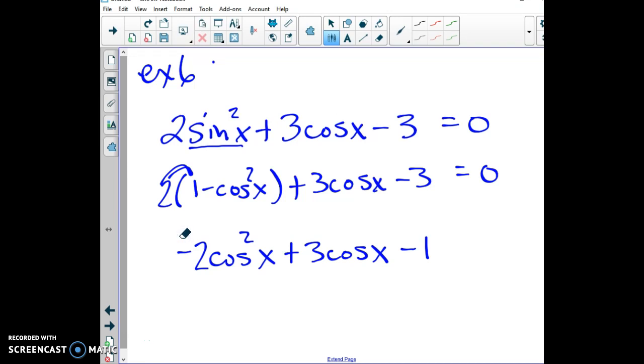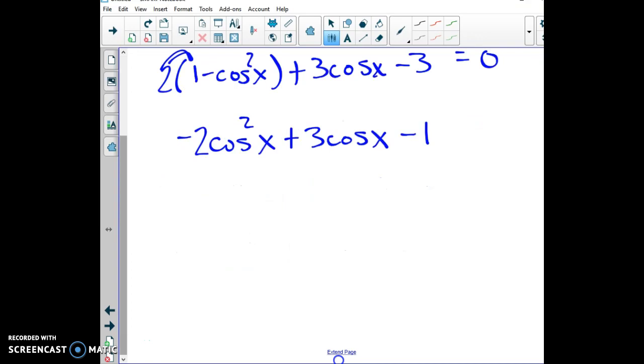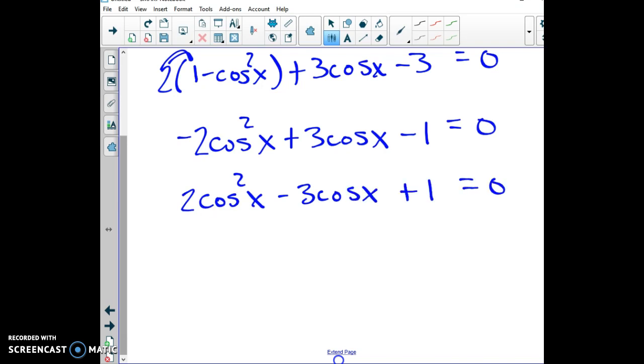One way to deal with this is to go ahead and factor out a -1. So we can rewrite this as 2 cosine squared x minus 3 cosine x plus 1. And that's a little bit easier to handle. We multiplied both sides by -1. We're going to factor 2 cosine squared x. We get a 2 cosine x and a cosine x. It's the only way to get our first term.